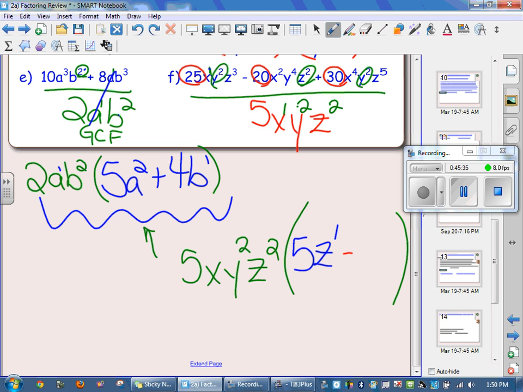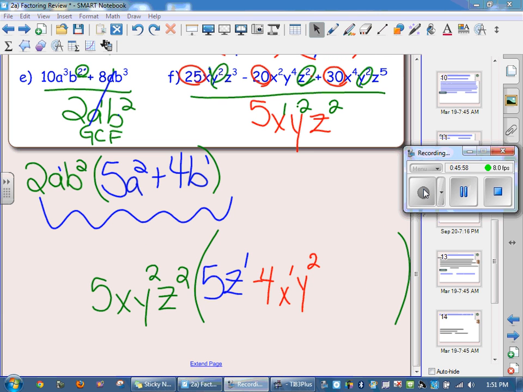Now I take a look at my very last term. We have to move these guys over, I'm running out of room. Okay, so last step now, we're going to take 30 and divide by 5 and get a positive 6. The x4 subtracting x1 gives us an x cubed left over. y2 and y2 disappear. And z5 subtracting z squared gives us a z exponent 3. That is our final answer. You cannot go any further.